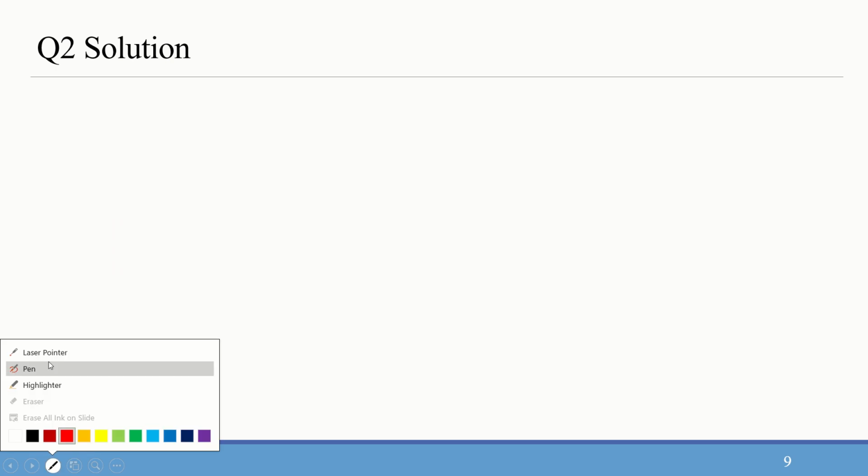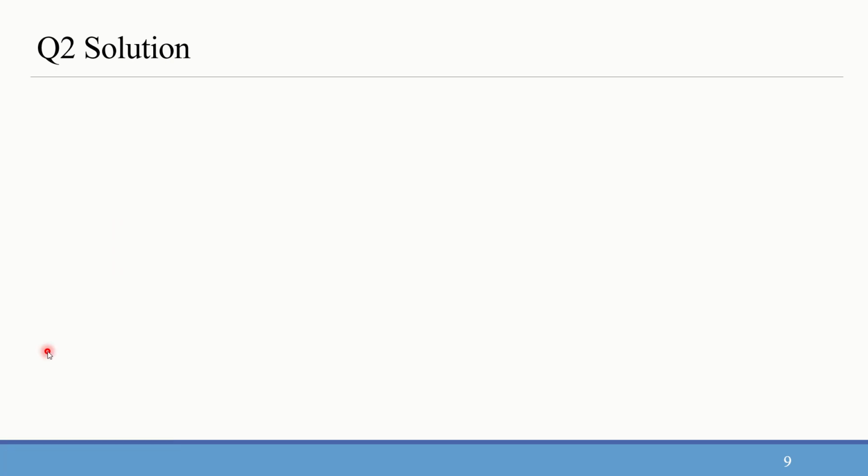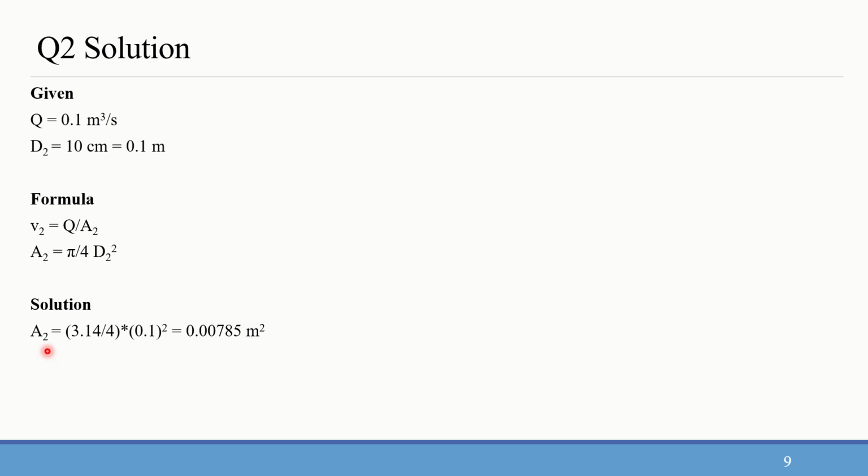Now we have found V1 and V2, that is the velocity at the inlet and the velocity at the outlet. How did we calculate? We are given the flow rate and we know the diameter of the inlet and the outlet. We just divided the flow rate by the cross sectional area of the pipe, and the cross sectional area here is a circular cross section, so it is pi by 4 d square. It is a simple approach. Now let us go to question 3.